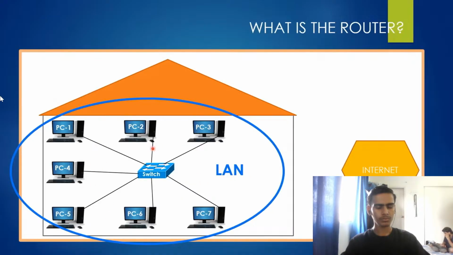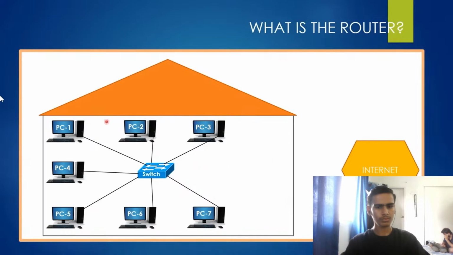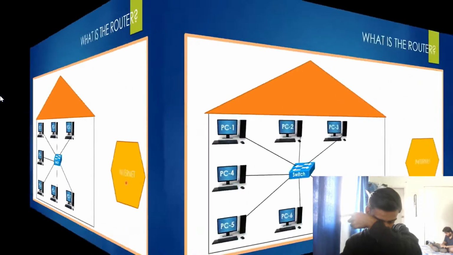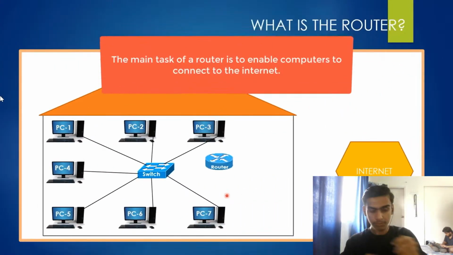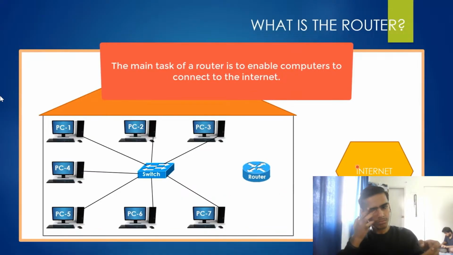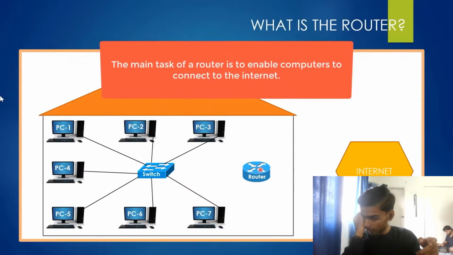Great. And by the way, I would like to remove this LAN statement from the visual because you can understand that there is a LAN here. Thus, we can work more comfortably. Wonderful. And the main question is, how do we connect these computers to the internet? And this is where the router device comes into play. Let me explain. The main task of the router is to enable computers to connect to the internet. Without a router, it is impossible for us to connect to the internet.